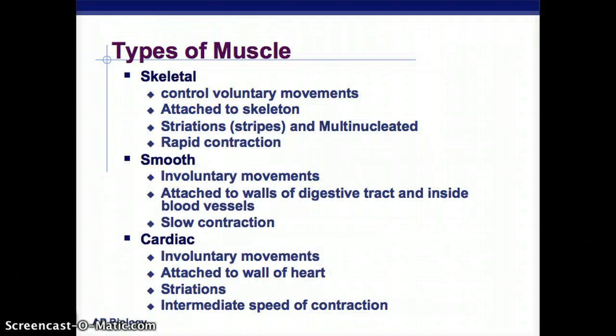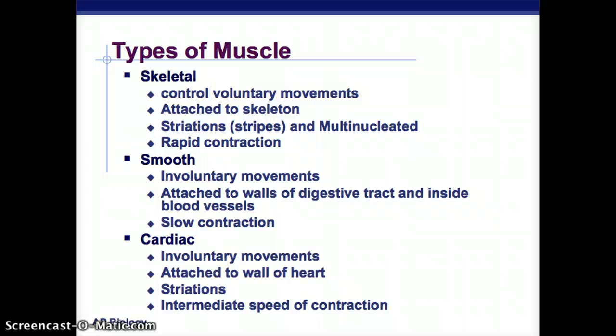All right, but how do you get around? Well, there's different types of muscles. There's skeletal muscle, smooth muscle, and cardiac muscle. Skeletal muscle controls voluntary movements. So that's things like doing push-ups, reading your textbook, picking something up, texting. Those are all voluntary movements.